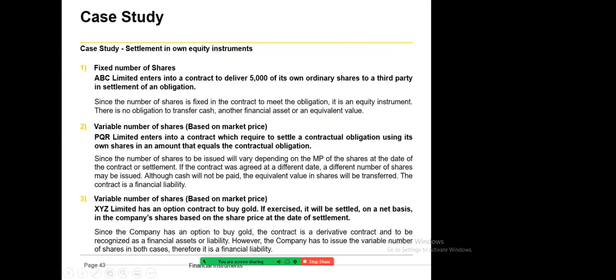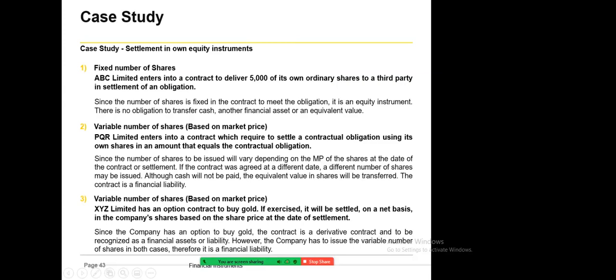Now let us understand with the help of this case study. The fixed number of shares: ABC Limited enters into a contract to deliver 5,000 of its own ordinary shares to a third party in settlement of an obligation. Here you have a fixed number of shares. Since the number of shares is fixed, this is an equity instrument. PQR Limited enters into a contract which requires it to settle a contractual obligation using its own shares in an amount that equals the contractual obligation. So here the number of instruments is not fixed. That is why this will be your liability. This will be your financial liability contract.